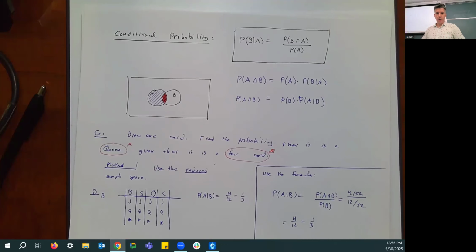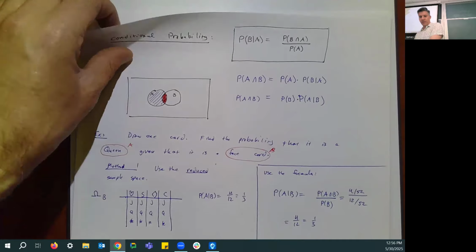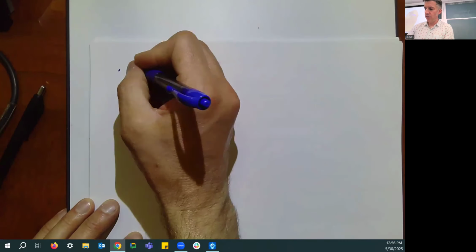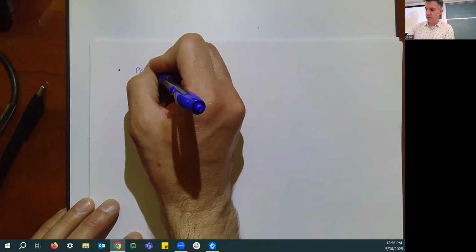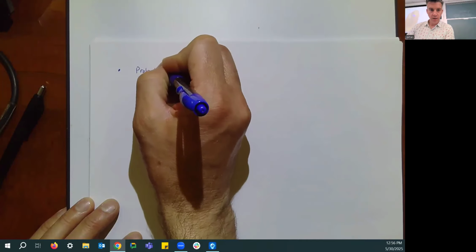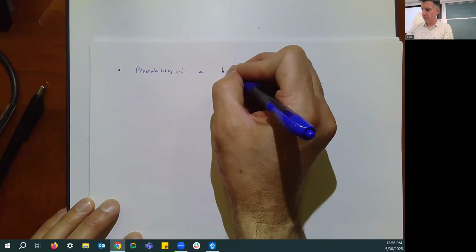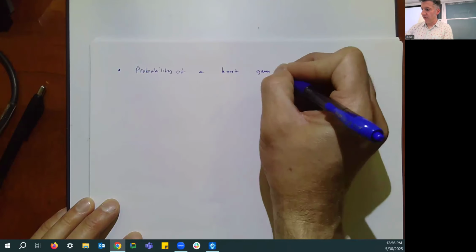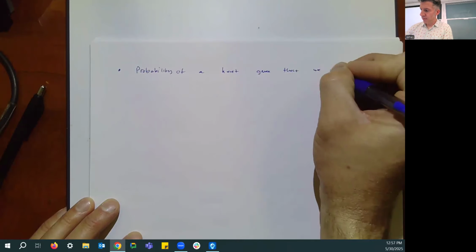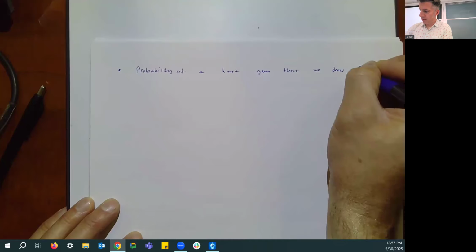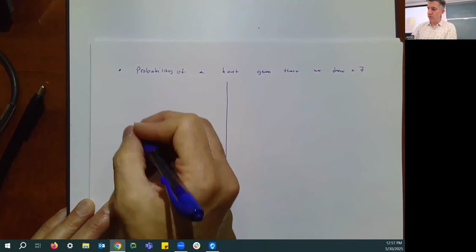Okay. I know I said there's a third way, but we'll come back to that probably next time. So let's look at a couple more examples, maybe one more example in the time we have. Same kind of question: probability of getting a heart given that we drew a 7. Reduce sample space way.